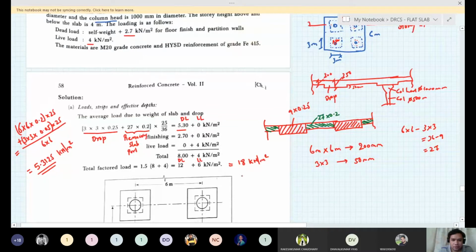So your live load to dead load ratio is 6 by 12, that is 0.5. Here the live load to dead load ratio is less than or equal to 0.5, so you don't need to check for the effect of pattern loading. Suppose this value is greater than 0.5, then same as example 1, you have to check for the effect of pattern loading also.